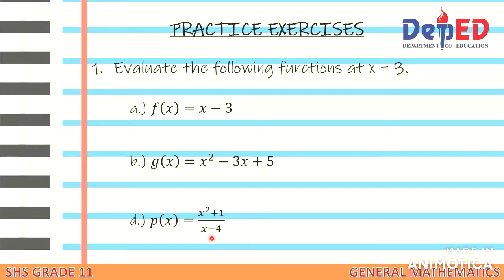You can pause this video for you to be able to answer the 3 exercises, and you can resume watching if you want to check your answers. For the first one, f of 3 is equal to 0. For the second one, g of 3 is equal to 5. Third one, b of 3 is equal to negative 10. So I hope you got all the 3 correct answers here.